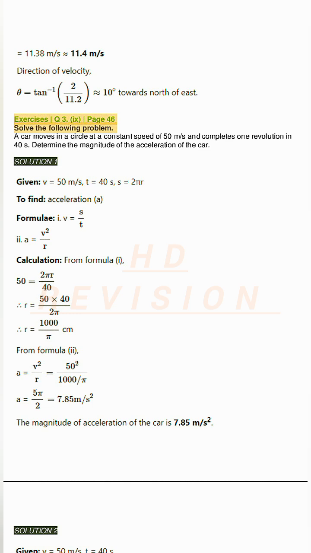Exercises Q3. Page 46. Solve the following problem. A car moves in a circle at a constant speed of 50 meters per second and completes 1 revolution in 40 s. Determine the magnitude of the acceleration of the car. Solution 1. Solution 2.